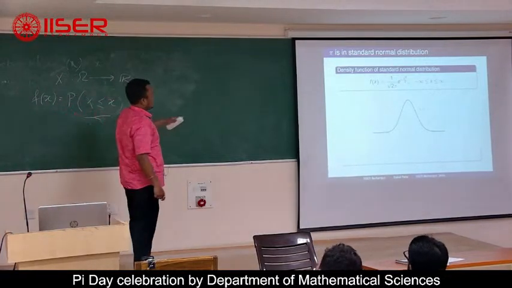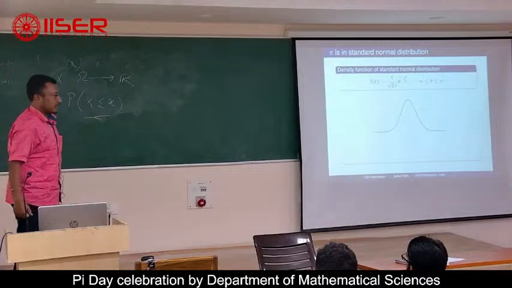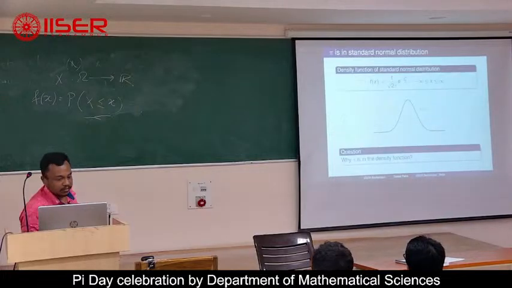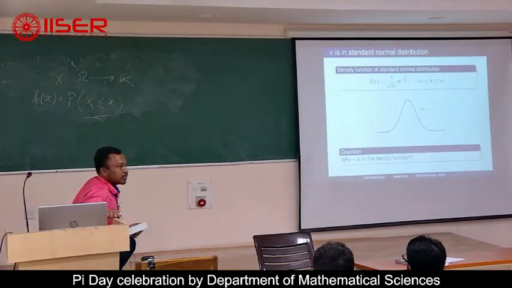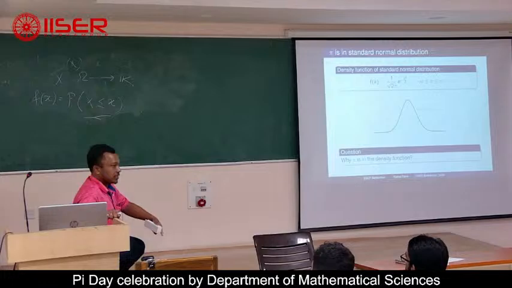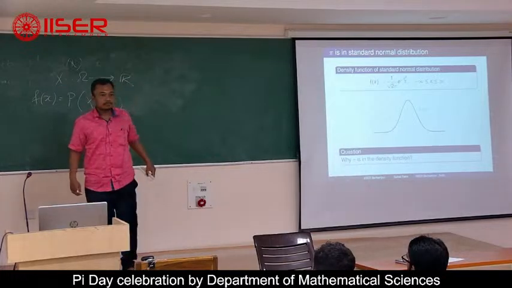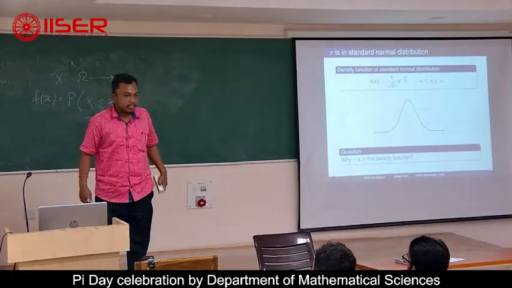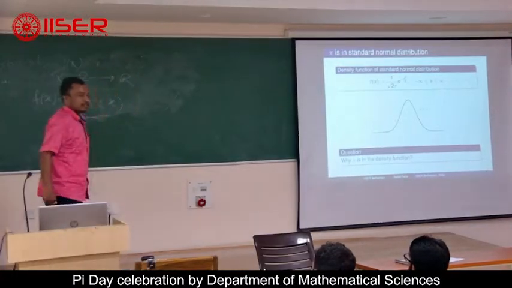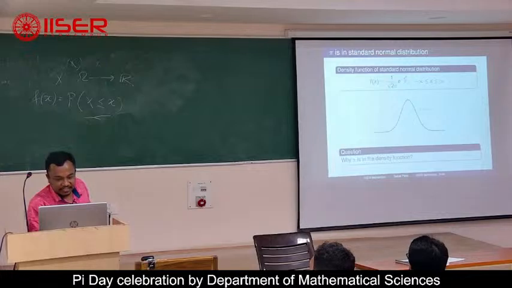So in the standard normal distribution, why does the square root of 2 pi come? The distribution function is defined by the density function basically. This is the density function. Yes, from 0 to some variable. So why is pi in the density function?